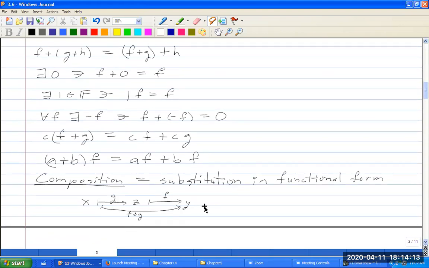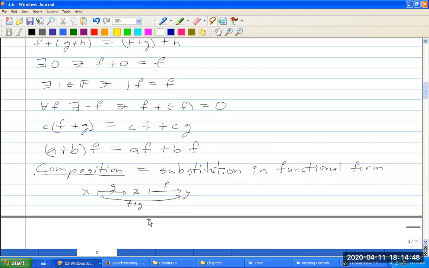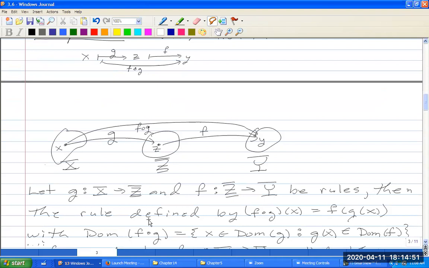Next, composition. Composition is just a fancy way of saying substitution. It is just substitution written in functional form. And so, suppose I have that G maps X to Z and F maps Z to Y. Then the function that maps X to Y, I'll denote that by F composed with G. So F, little circle, G. So F of G.